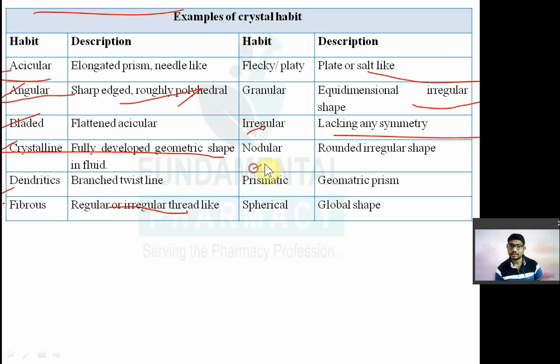Nodular means rounded irregular shape. Prismatic means geometric prism. Then spherical means its shape will be globular. So these are just examples of some habits.